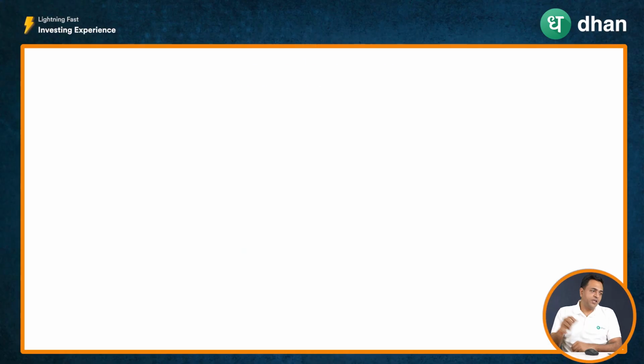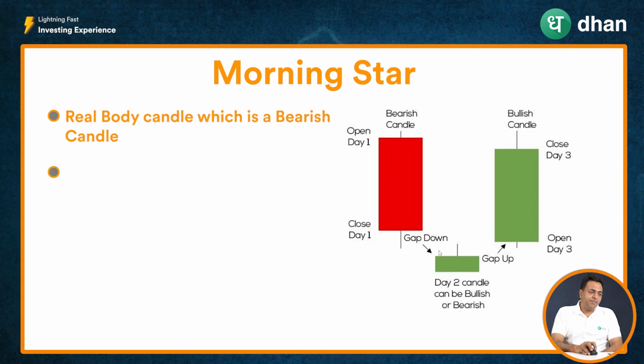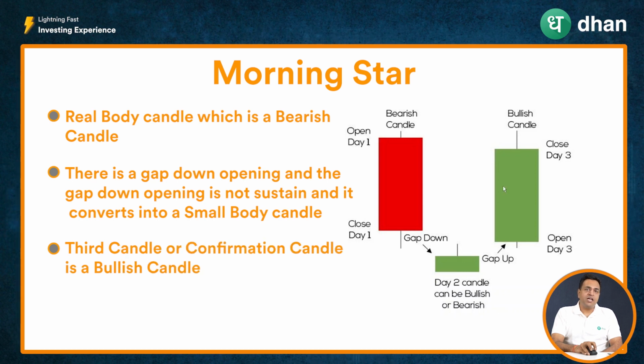This means that the bear pressure has now started getting exhausted and the bulls are now taking charge of the price action. So as you can see on my screen, you had a huge red body candle, which is a bearish candle. There is a gap down opening, and the gap down opening is not sustained and it converts into a small body candle. And the third candle, or the confirmation candle, is a bullish candle. This completes a morning star formation.